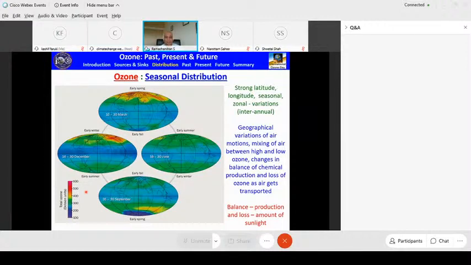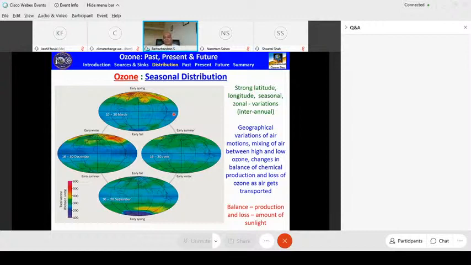Here what you see is the global map of the total ozone present in the atmosphere during different seasons. What is immediately clear is that ozone does exhibit latitude, longitude, seasonal and zonal variations, and it will also exhibit interannual variations, as we will see later. Now, why should it exhibit geographical variation? This is because of the variations in the air motions and the mixing of the ozone that is produced in the tropical stratosphere getting transported to the other regions, etc.